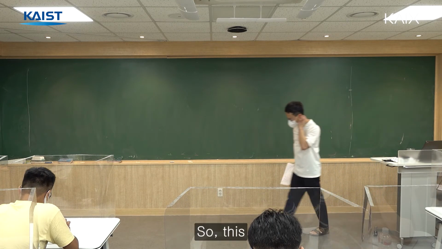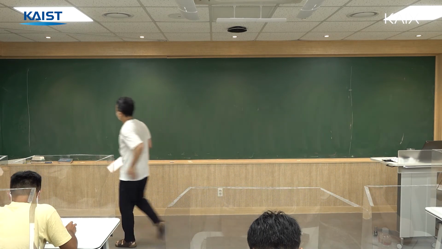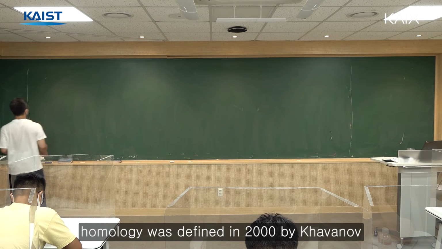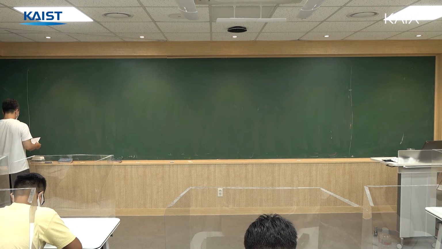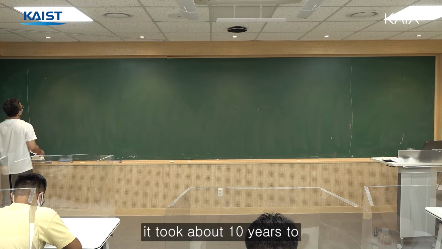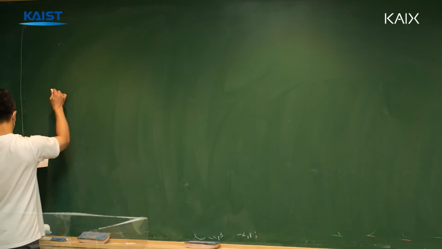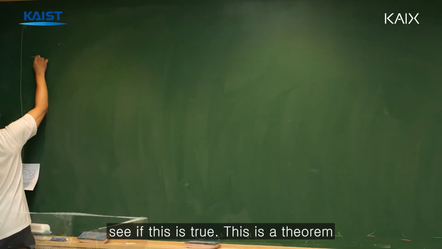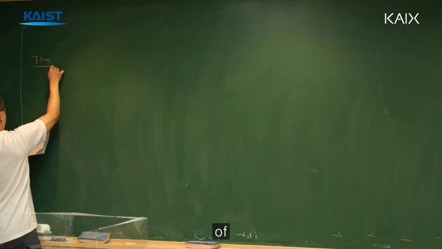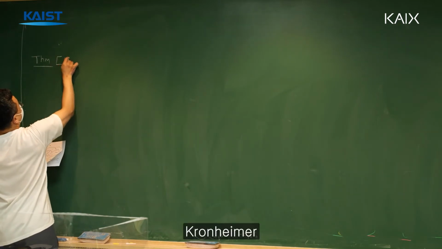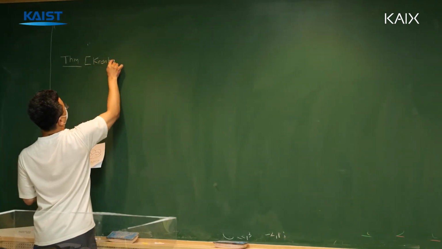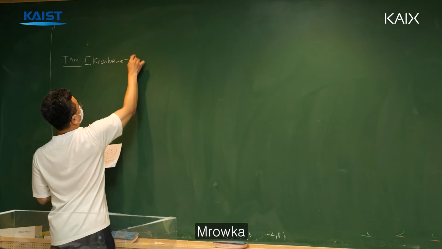So this homology was defined in 2000 by Khovanov, and it took about 10 years to see if this is true. So this is a theorem of Kronheimer and Mrowka.